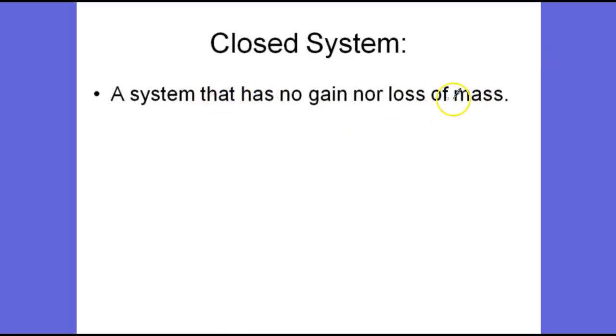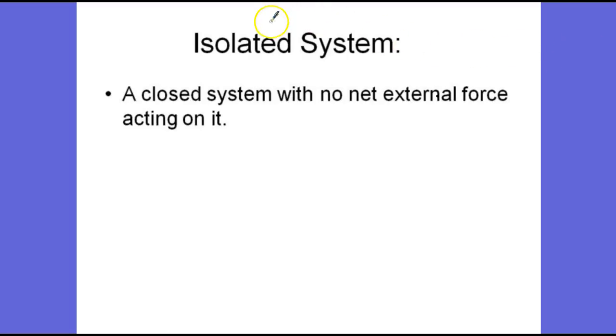A closed system is one that has no gain or loss of mass. And an isolated system is one with no external force acting on it.